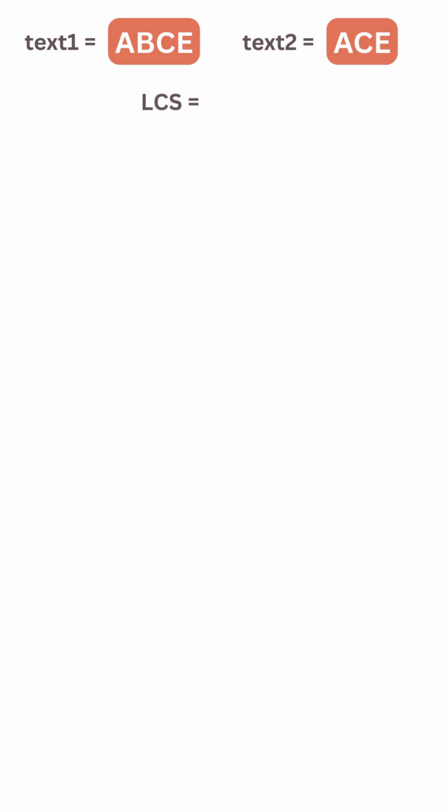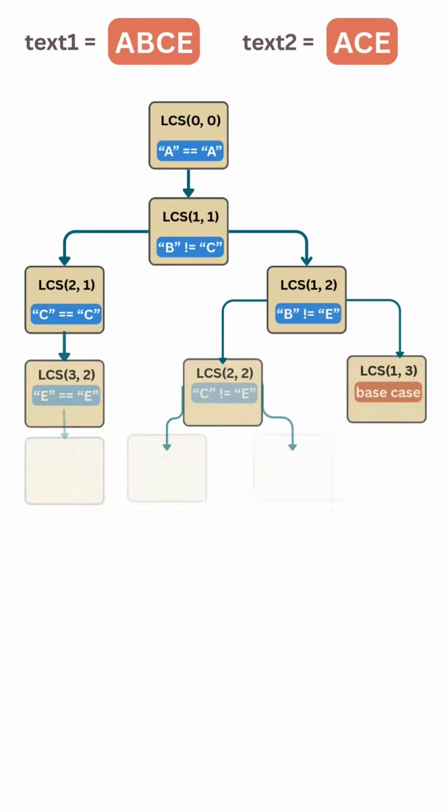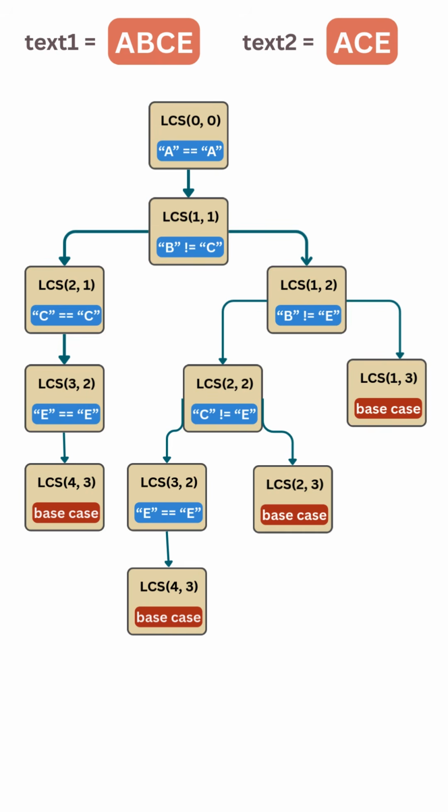Now, the LCS for these two strings that we reviewed earlier is ACE. Let's visualize how the recursion tree unfolds. Do observe that the recursive call with indices 3 and 2 repeats. These are overlapping subproblems. We are solving the same subproblem multiple times. On larger strings, overlapping subproblems increase quickly and slow things down.